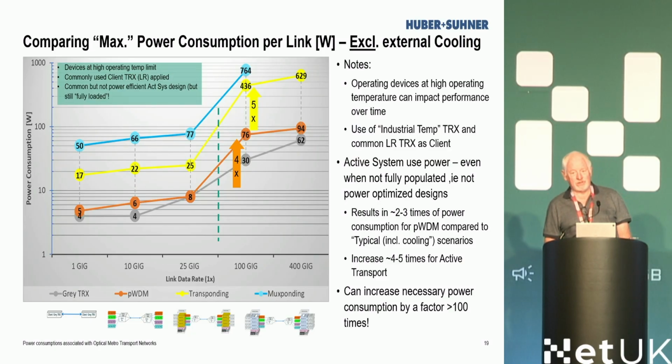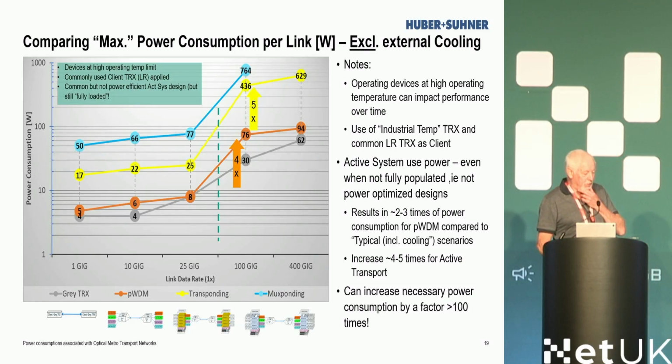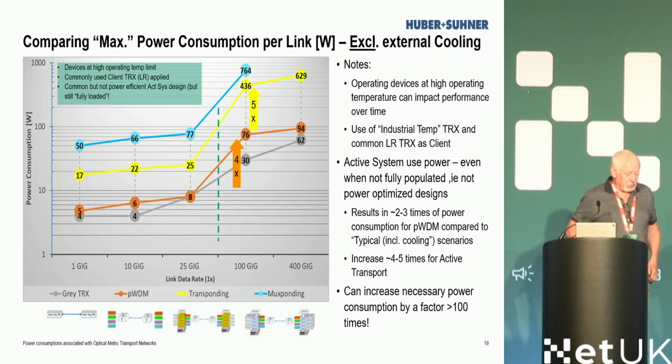An active system will often use more power than you think, because if it's not fully populated, because you're still running those management cards, the power supplies, and the rest. So it can increase your power 4 to 5 times versus a passive system, and you can make Excel spreadsheets say anything, right? It can increase your power usage by up to over 100 times. Great, what you can put into an Excel spreadsheet.